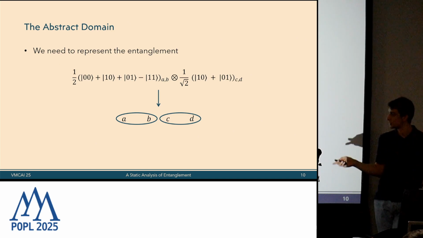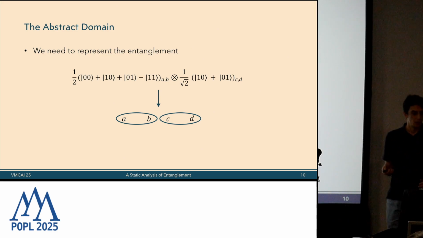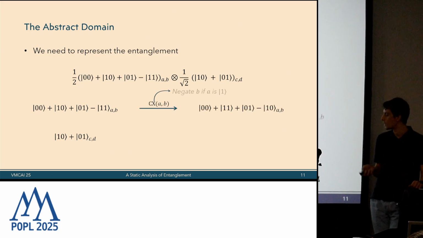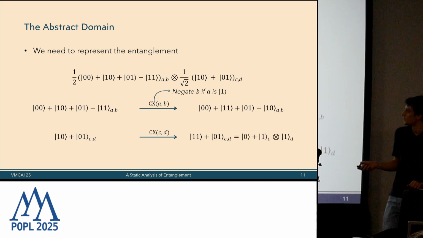However, using only this representation is not enough because, as we see in this example, if we consider the two parts of this state, and we decide to apply a controlled-NOT operation to both, you see that in the first case, if you apply a CNOT between A and B, so we act on this part of the state, after the CNOT we will obtain this state that is still an entangled state.